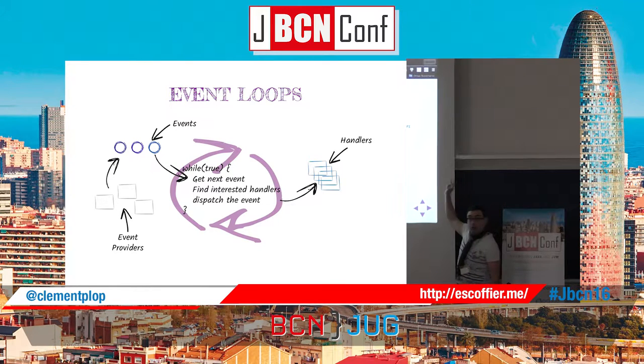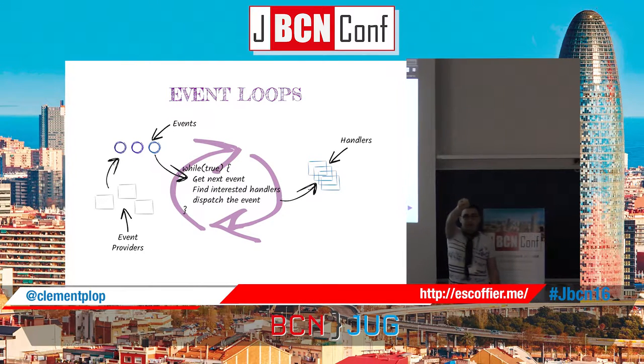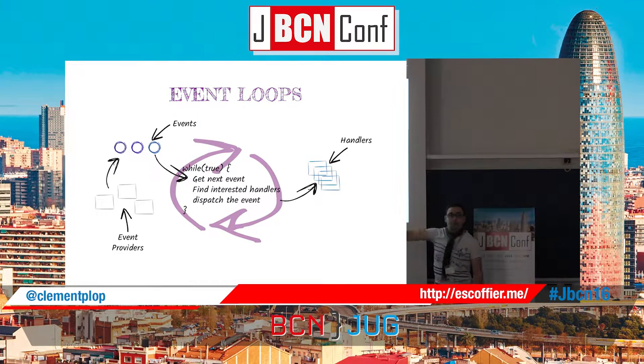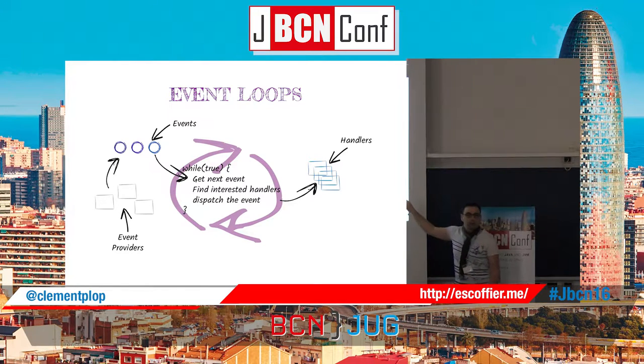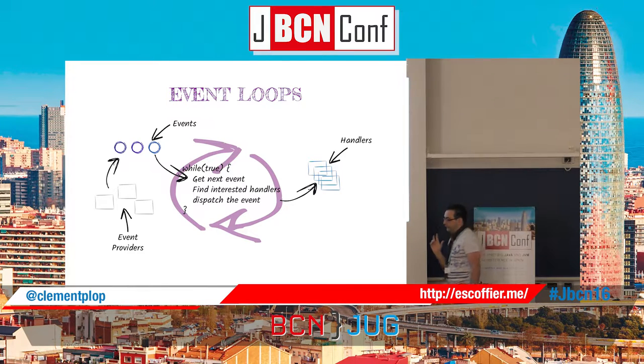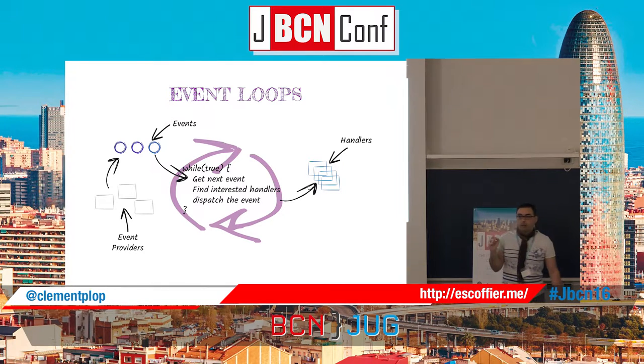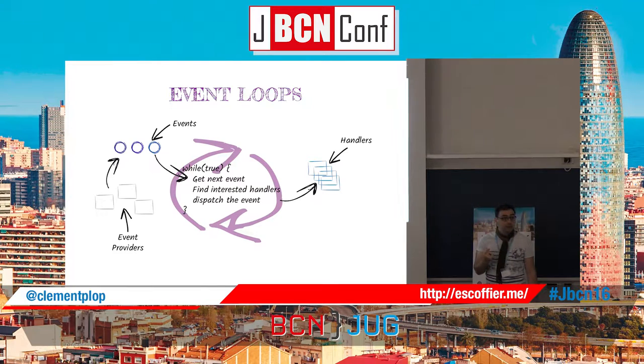Something that I was teaching in the first year of university: while true, get the next event, find the handler, dispatch. Next event, take the event, find the handler, dispatch. Is that complicated? That's simple, no? But it comes with a cost: if one of the handlers here is blocking, nothing else will be executed.